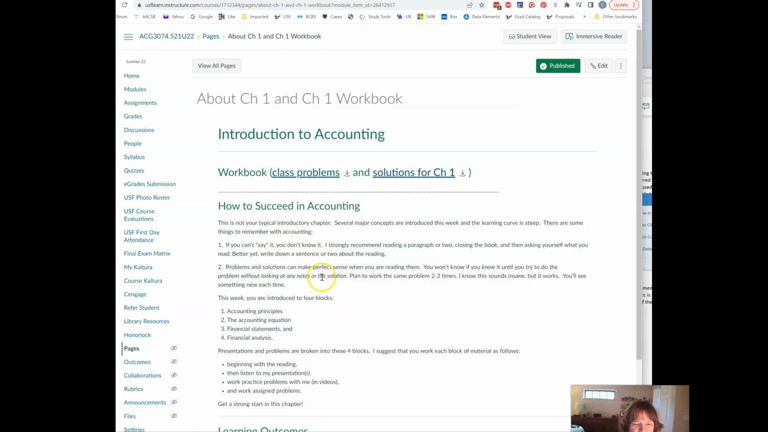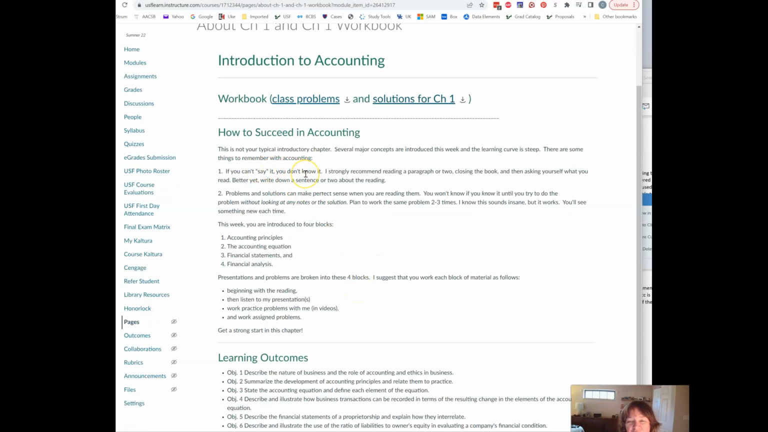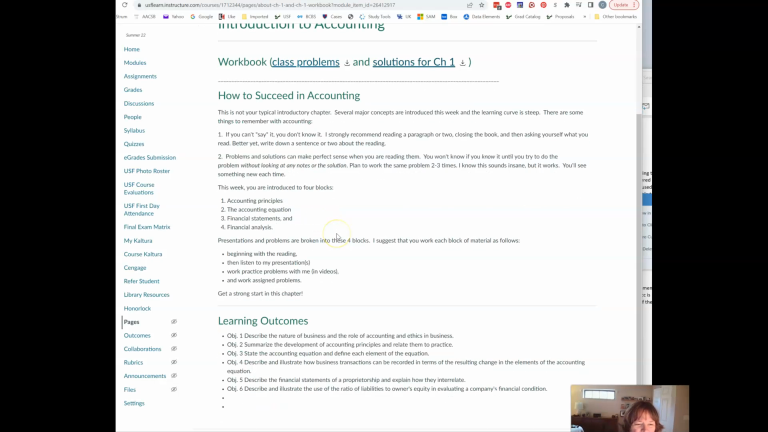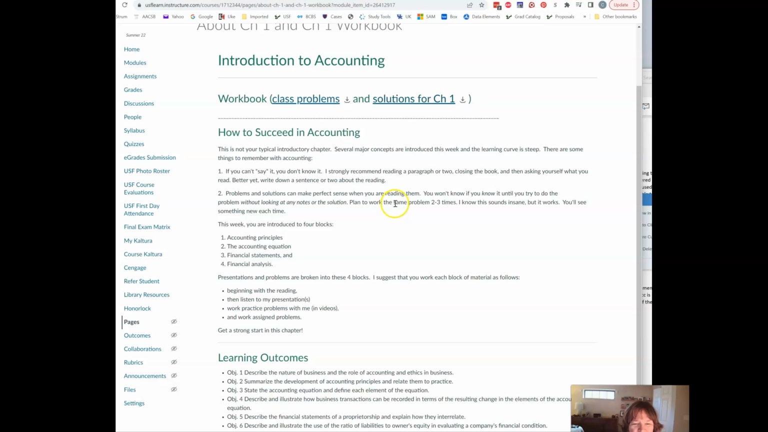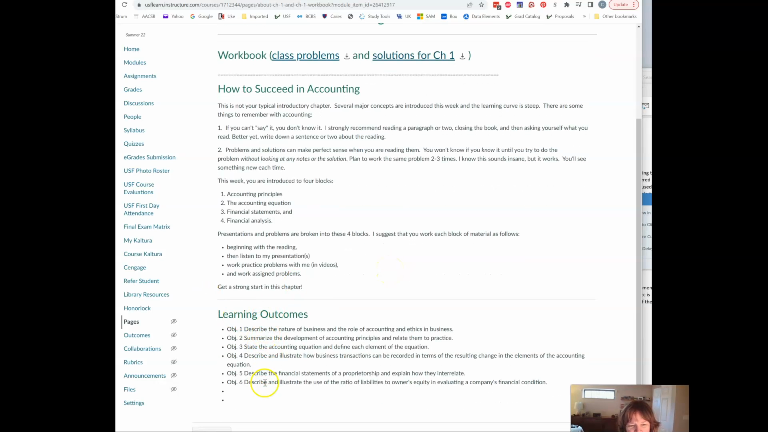Then a little bit of advice here for you on how to succeed in accounting. If you can't say it, you don't know it. Okay, that's what I tell myself all the time. And the other thing is that everything's going to make sense when you're reading it, or if I'm doing it. You'll say, oh, I got it. I totally understand. But then when you go to do it yourself, it won't be in your head. So you want to make sure that you get over that hump. And then the learning outcomes are described on all these pages.